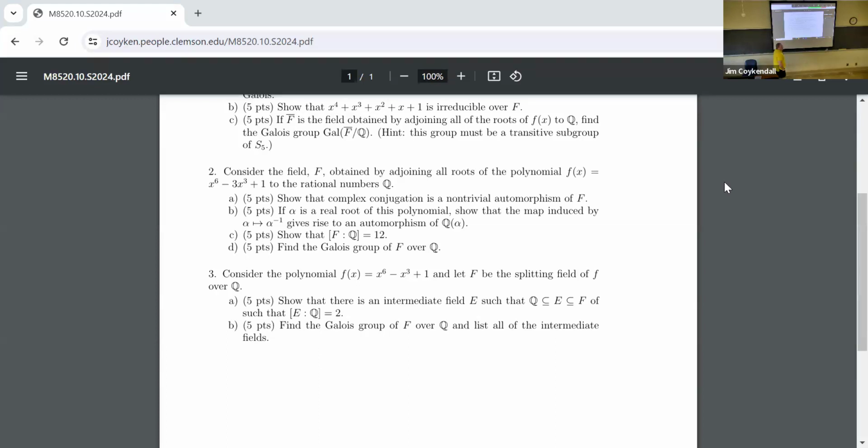I think that you will find the quadratic intermediate field not too difficult to find, but there's another intermediate field that you might have to think about a little bit too. You should know from Galois theory, if you figure out what the Galois group is, that field exists, but figuring out how to present it might require a little bit of thought. Okay, any questions on that?